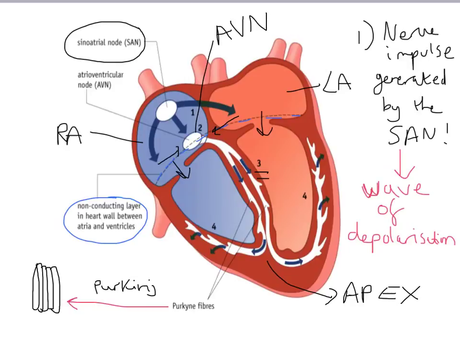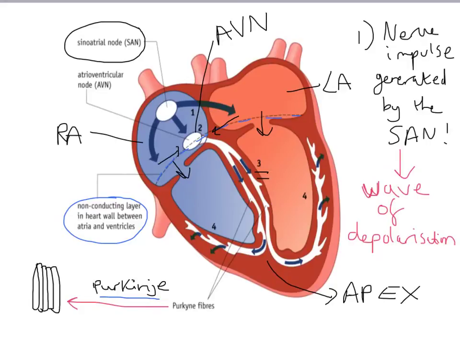This is how I refer to it, as the Purkinje fibres. Sometimes it does have an alternative spelling, but this is the one you should use. So we have Purkinje fibres, muscle fibres in that septum.